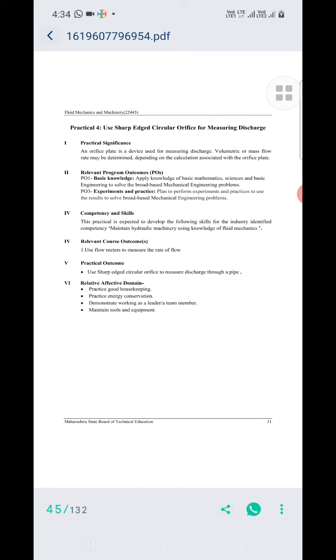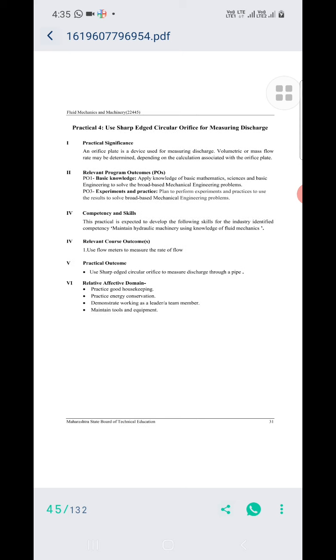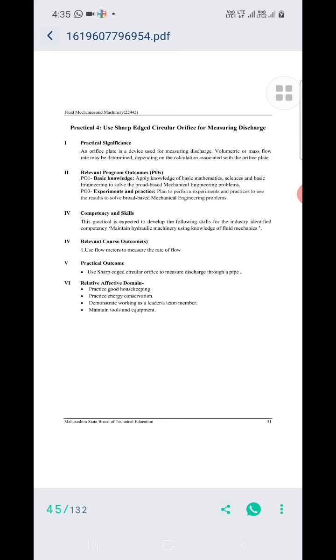Next, PO3, experiments and practices: plan to perform experiments and practice, use the results and solve broad-based mechanical engineering problems. That is the relevant PO. So competency: this practical is expected to develop the following skill for the industry, maintaining hydraulic machinery using knowledge of fluid mechanics. The relevant outcome is to use a flow meter to measure the rate of flow. The practical outcome is to use a sharp edge orifice to measure the discharge through pipes.